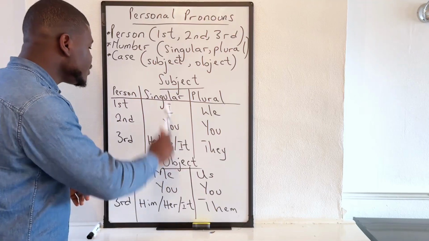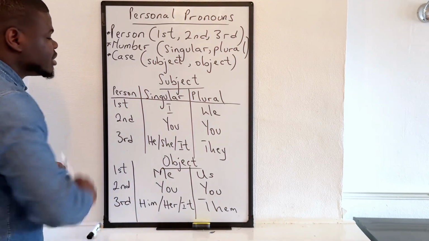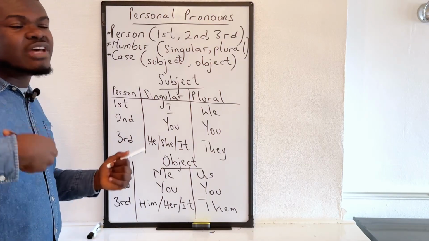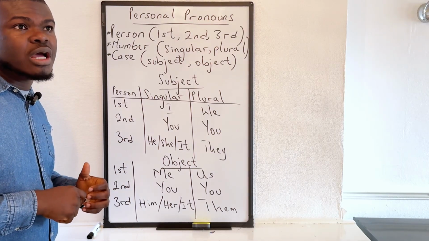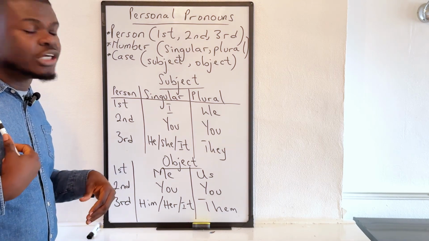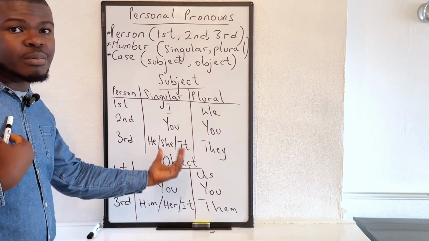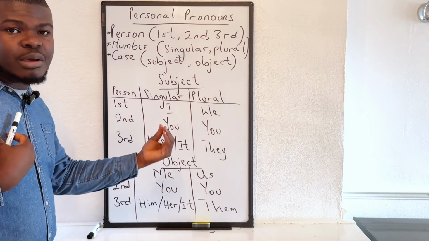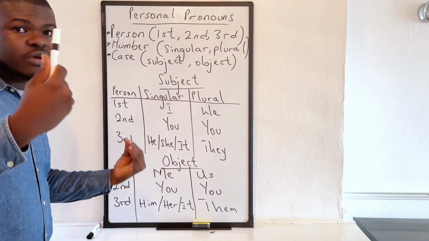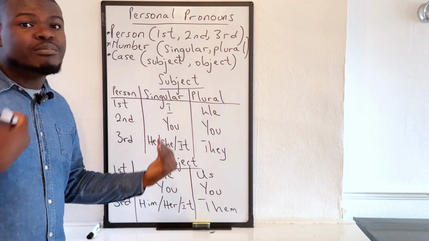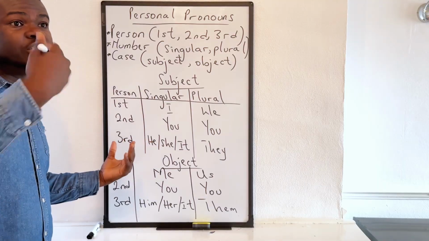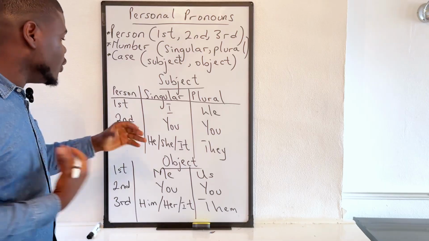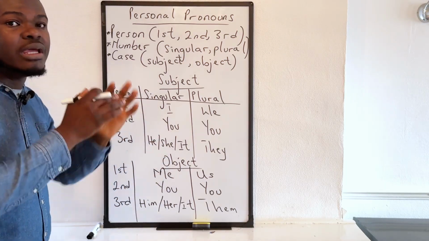So let's go to the object. The object, like I said, is the receiver of the action. Yeah, the receiver. So if instead of me being the performer of the action, if I happen to be the receiver of the action, that's me. One person, me. Yeah, she fed me. What did she do? She fed me. So she, first person, fed me. So she, third person, she, subject, fed me, an object. So me, the pronoun me is the object form.